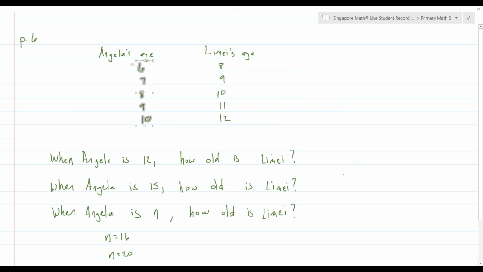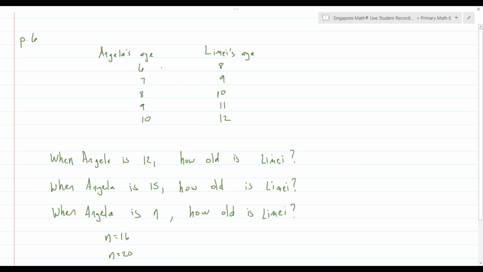All right, on page 6 in the textbook, you see a chart, and it talks about Angela's age and Lamai's age. If Angela is 6, we know that Lamai is 8. If Angela is 7, we know that Lamai is 9. If Angela is 8, Lamai is 10. You can read the chart.